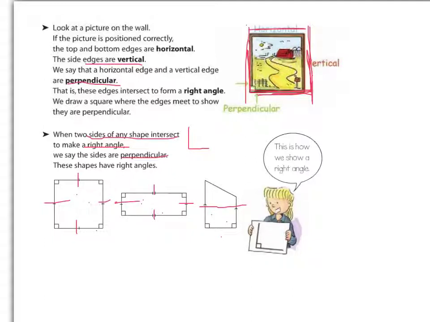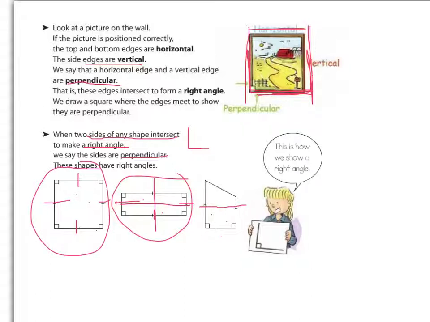If we wanted to talk about side length, this shape has all four sides the same length. This shape has two pairs of sides the same length. These two are the same length. These two are the same length. This shape doesn't appear to have any sides the same length. I would perhaps measure these two just to confirm that, but from first glance it does not look as if any of those are going to be the same length. So those are some of the different ways we could describe.